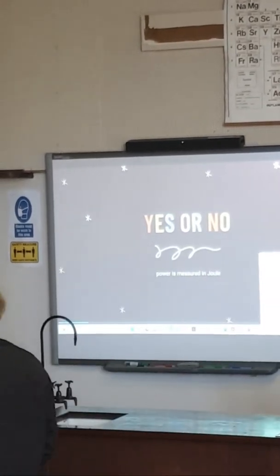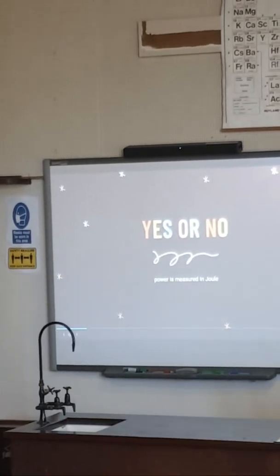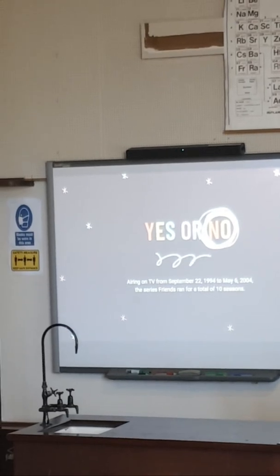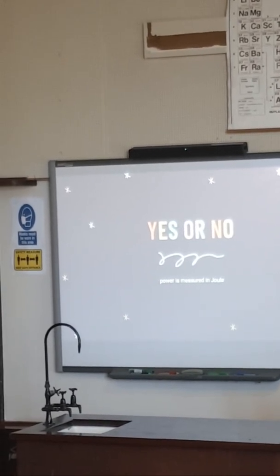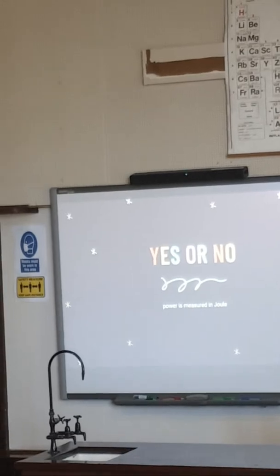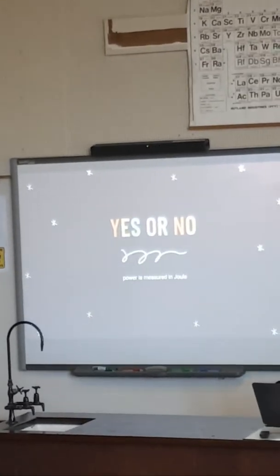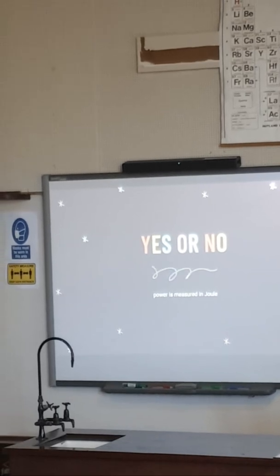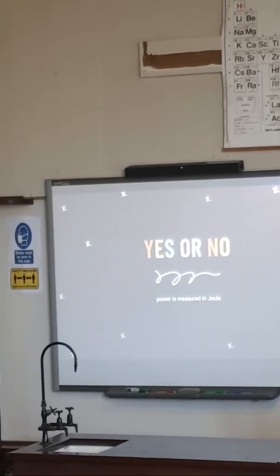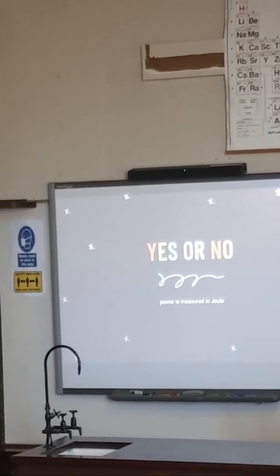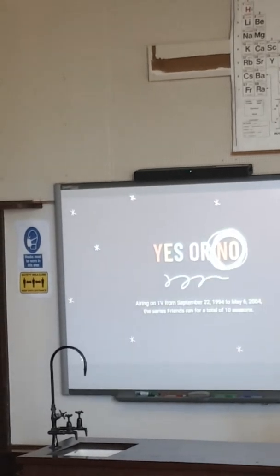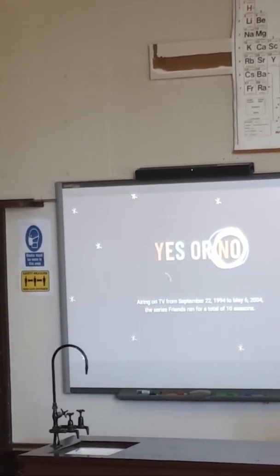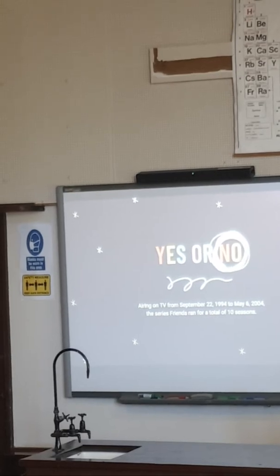Okay, there is something good about this new gadget: they are good, but sometimes they can confuse you. The thing is, this is a yes or no question. As you can see, the bottom power is measured in joules. Then the entire group will decide if it's yes or no, and then you move to this, and the answer is no.